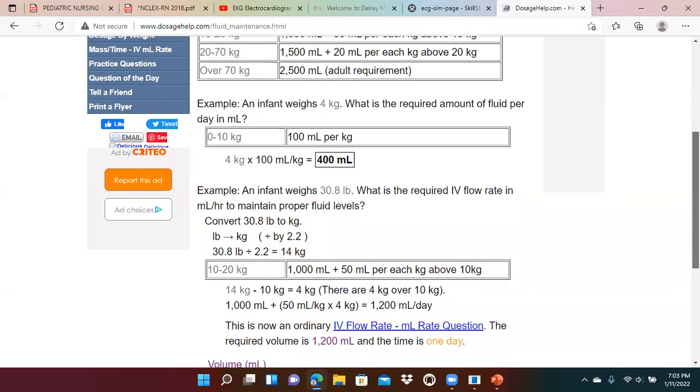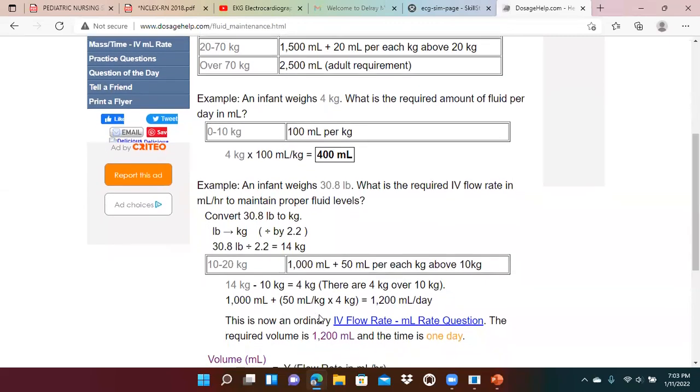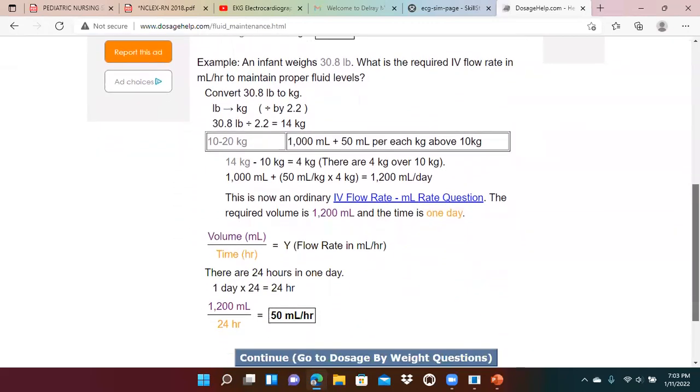So this is the pediatrics dose. So this is now the ordinary IV flow rate in ml question we have to follow. Record the volume 1200 ml. But the question said proper fluid level, so the flow rate formula needs to be followed. Flow rate formula equals volume in ml, right? IV flow rate in ml per hour. So volume in ml, there are 24 hours in one day. So 1 day times 24 hours. So 1200 divided by 24, 50 ml per hour.